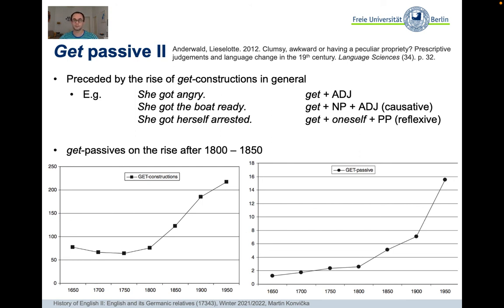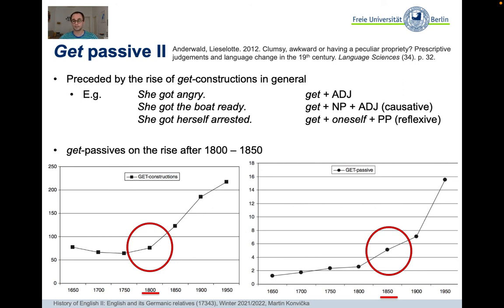Right? So she got herself arrested. Right, this was also possible. And after those constructions, we also see a rise of the so-called get passive, so the combination of get and a participle. And this is again something that happens approximately around the year 1850, so around the half of the 19th century.